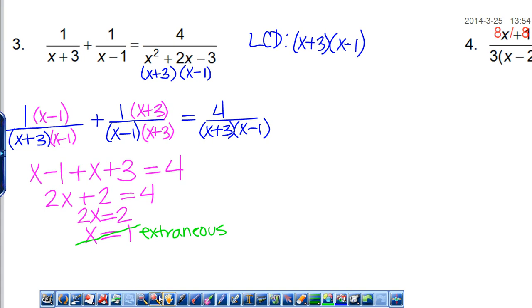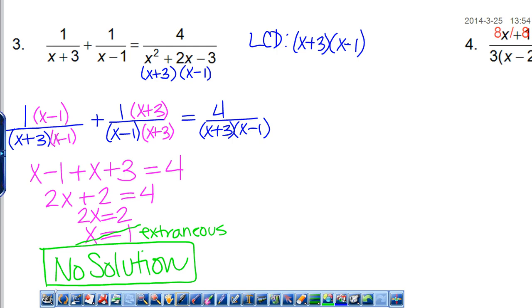When you only have one solution and that solution ends up being extraneous, or if you had two solutions and they both are extraneous, then that means that this equation has no solution. So extraneous is a way to describe the solution x equals 1. The answer to this problem is no solution. Okay? All right, let us look at number 4.